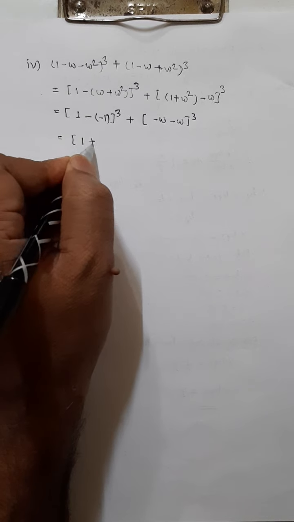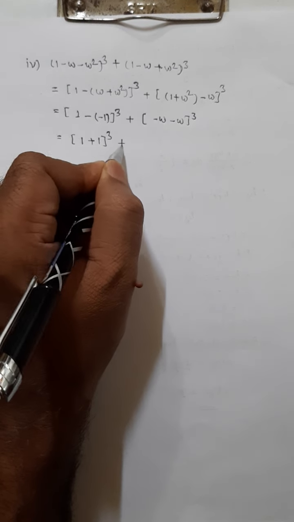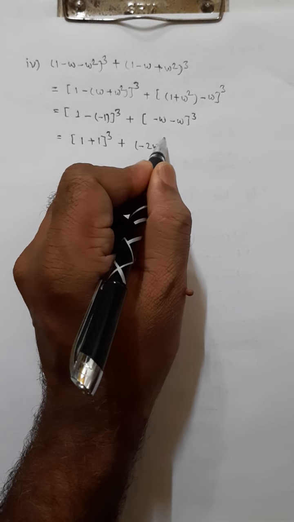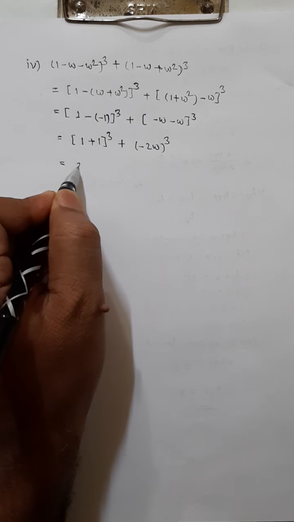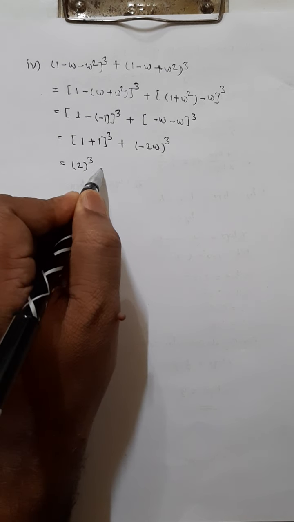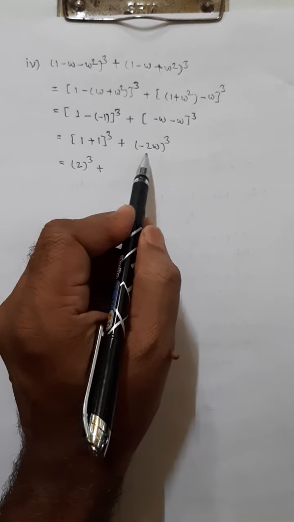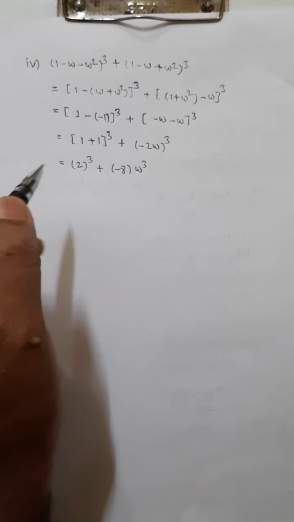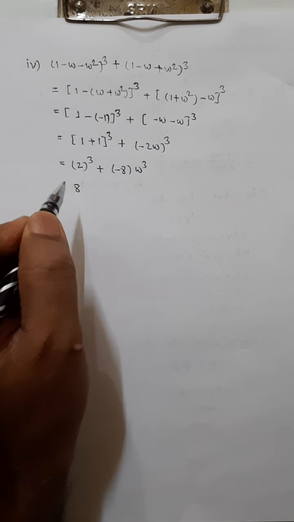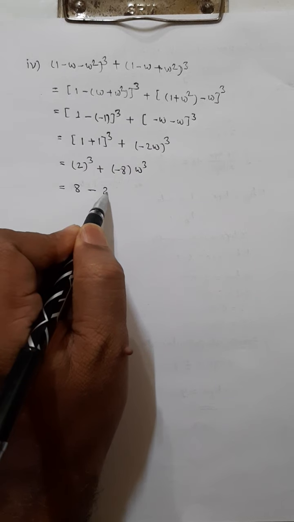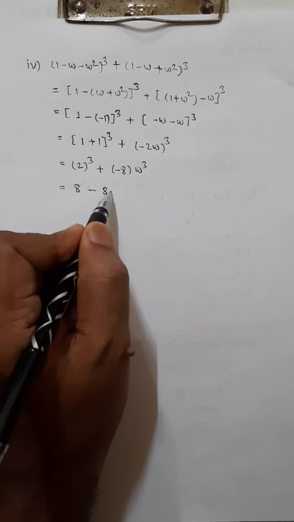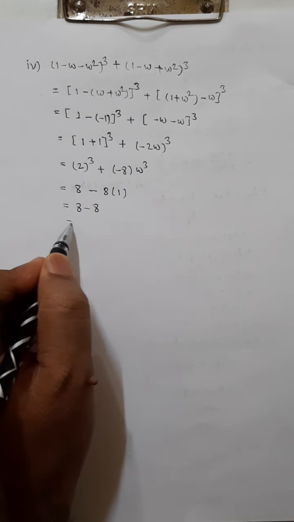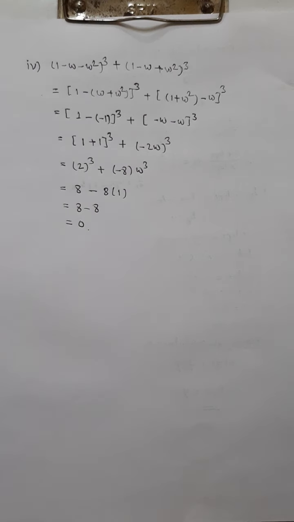Here minus minus we get plus, (1) whole cube plus, here addition, (minus omega minus omega, that is minus 2 omega) its cube. So it is equal to 1 plus 1 is 2, its cube, plus minus 2 cube means we get here minus 8 and omega cube as it is. So 2 cube is 8, plus into minus, minus sign 8. We know the value of omega cube from the first result, its value is 1, and we get 8 minus 8 and equal to 0. So 0 is the value of the fourth problem.